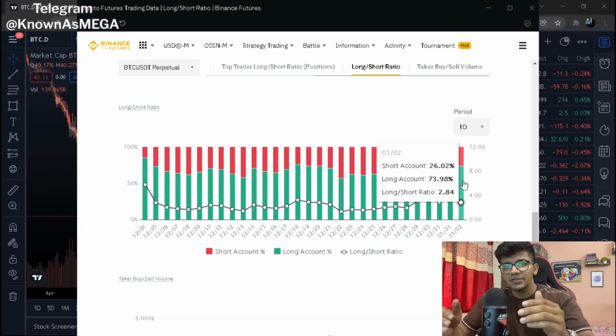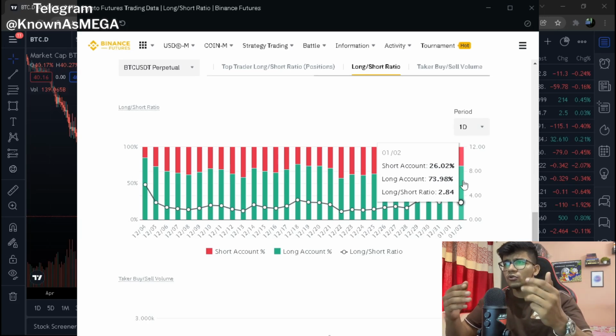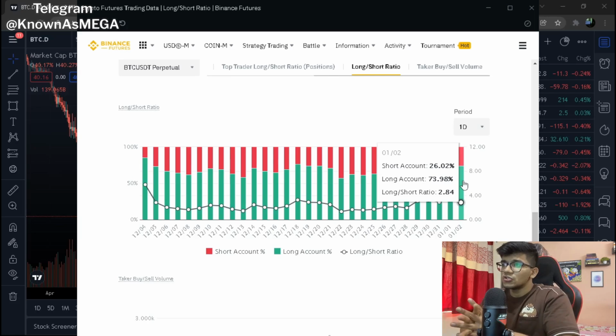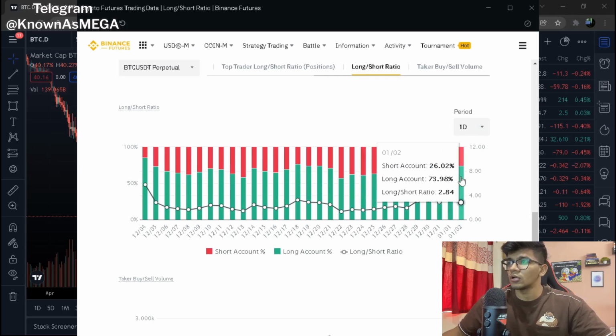Usually the majority is always the retailers and the beginners, and the big players will always slaughter them. So when the long short ratio is more than 2, you have to see which side we are at. The long account comes first, because it is long short ratio and not short long ratio. So the longs are a lot more than the shorts, which shows us that market participants are blindly bullish, and these are the times when the markets give violent dips.